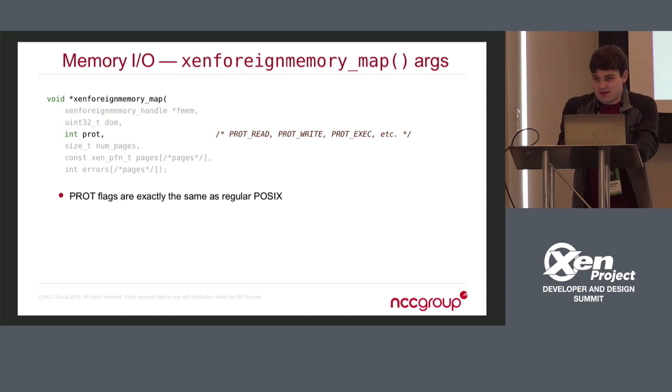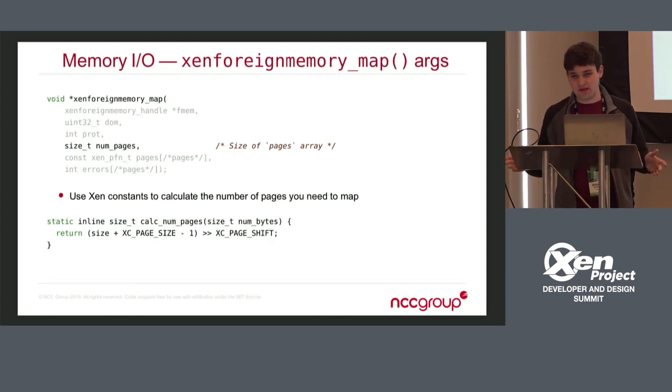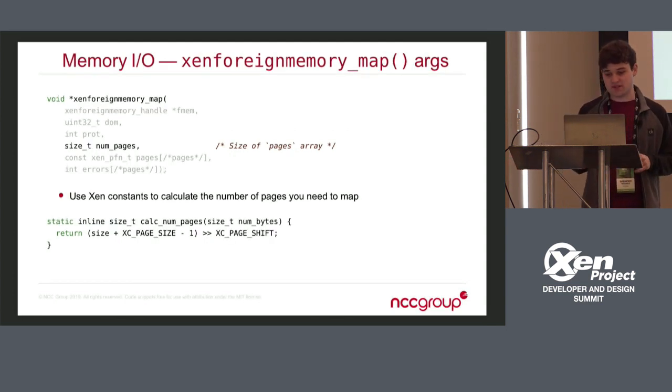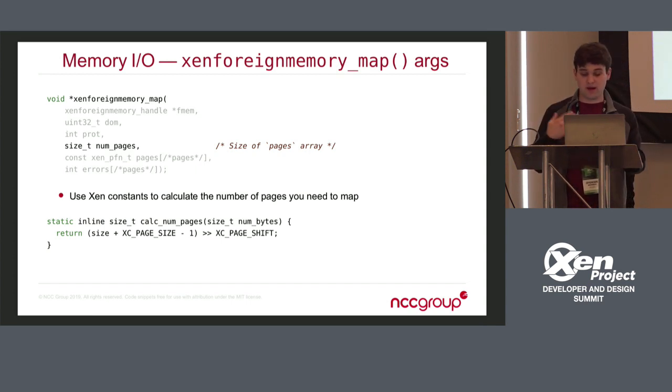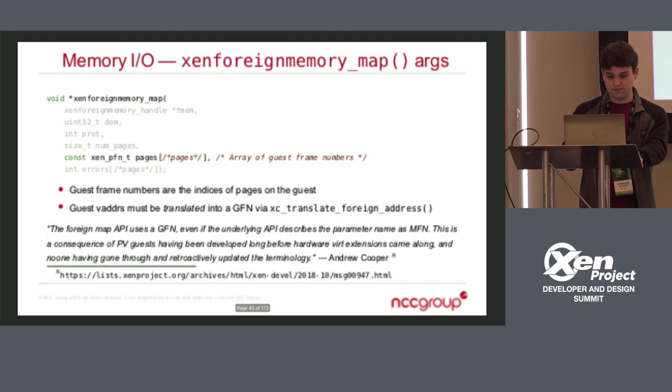Prot flags are basically the same as anything on POSIX, the same you'd pass to mmap: PROT_READ, PROT_WRITE, PROT_EXEC, and so on. Num pages is obviously the number of pages you want to map, but it is worth noting, especially in a debugger stub, that you are going to be mapping memory in terms of how many bytes you want to map, not how many pages. So in order to calculate how many pages you need to store a certain amount of bytes, you can use these constants, XC_PAGE_SIZE and XC_PAGE_SHIFT, in this formula, and that will figure it out for you.